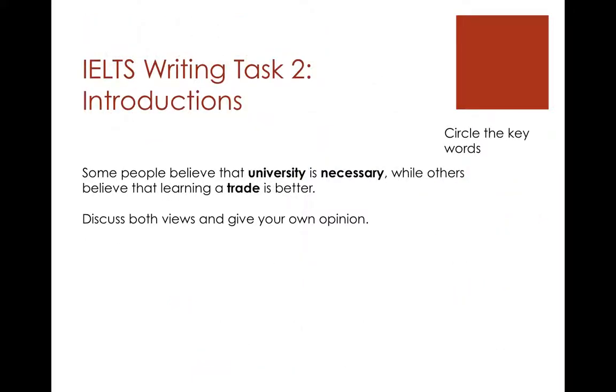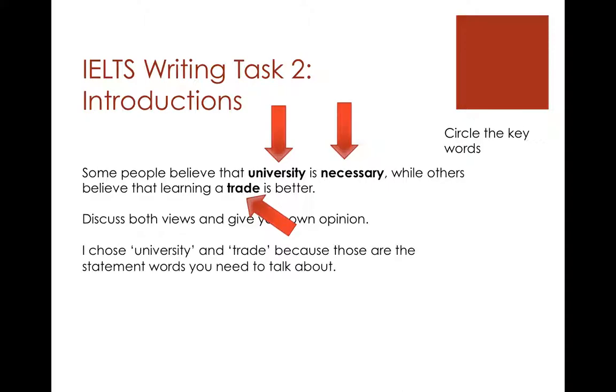Now we're going to circle the key words. In the exam, you have this piece of paper. Take your pen and circle the key words. Because during the writing exam, you're going to go back and check to make sure you're writing about the right things. And here we've circled university, necessary, and trade. These are the statement words you need to talk about. So these are like the main topics, these two things.